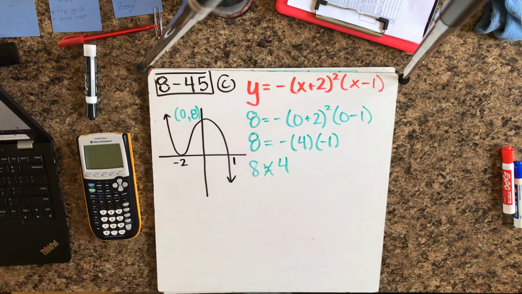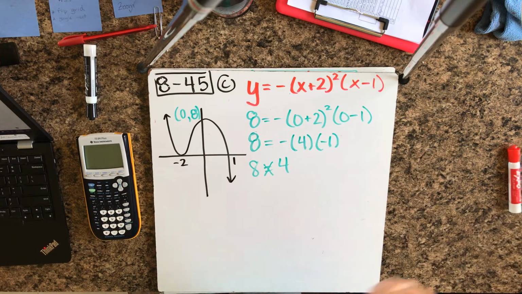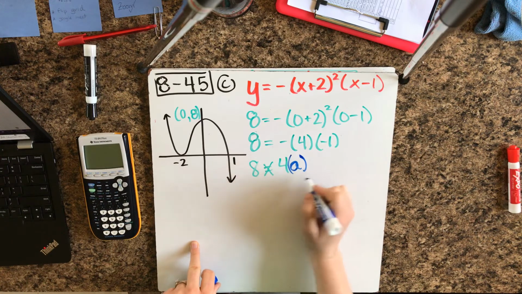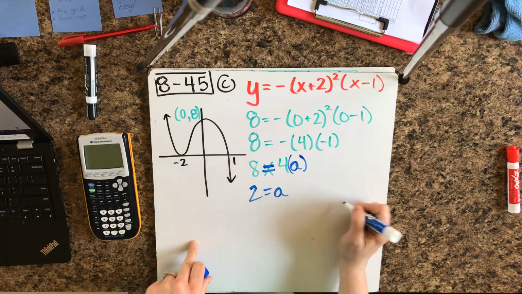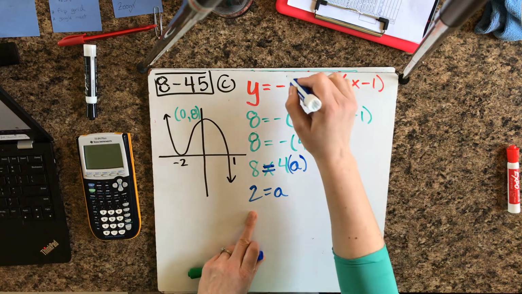So let's use that and think about it. We're kind of thinking, well, what could we have multiplied by here? So 4 times what will give us 8? Okay, this is a nice and easy one. 2 is really the a value, so I can put a 2 in here.